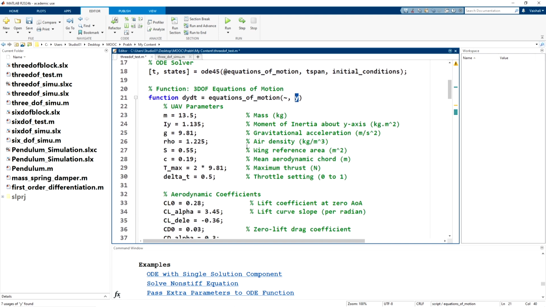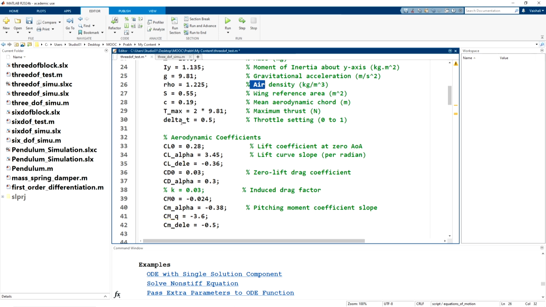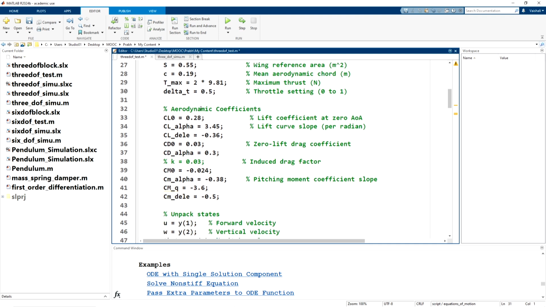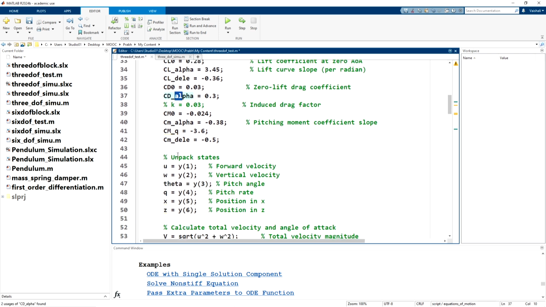Then I have added the UAV parameters: mass 13.5 kgs, moment of inertia about the y-axis in kilogram meter square. These values I have already indicated earlier; I have just written them here. Thrust should be in newtons, 2 into 9.81, and I have considered delta T equal to 0.5, that is, 50% of throttle is always applied throughout the simulation. Alright. Next, the aerodynamic coefficients: CL0 0.28, CL alpha 3.45, CL delta E, CD0, CD alpha, CM0, CM alpha, and so forth.